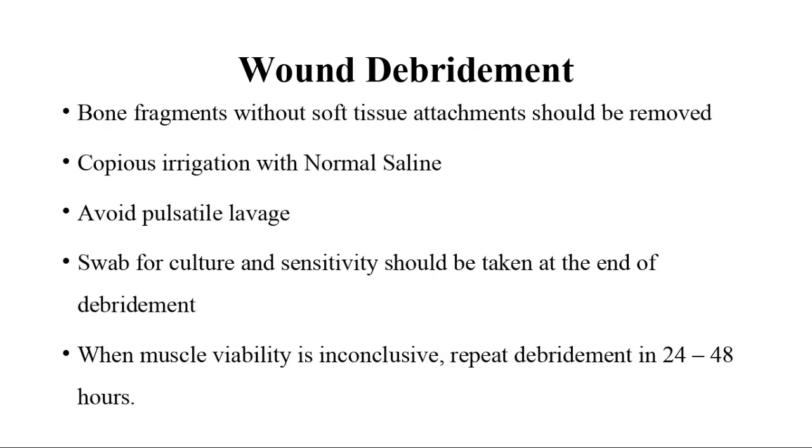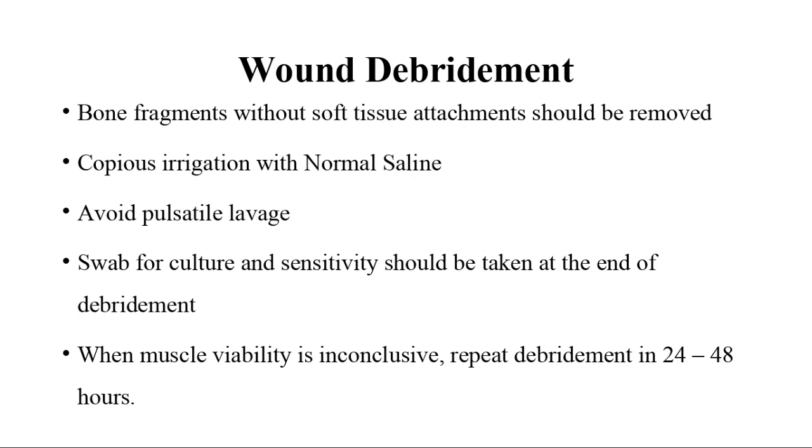Okay, so now you come to the bone fragments. Bone fragments, whether they are small or large, if they have no soft tissue attachments such as periosteum, they should be removed, because they are dead, because there's no periosteal attachment.